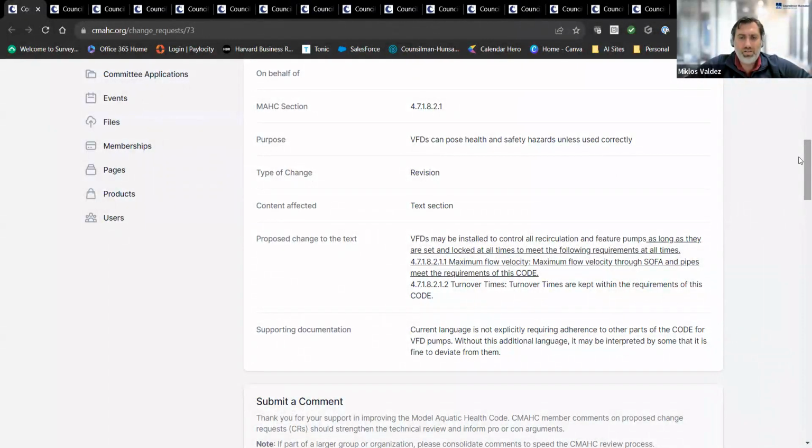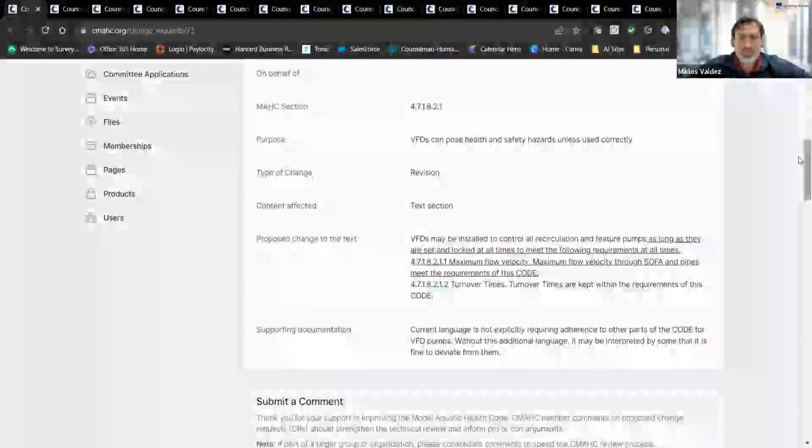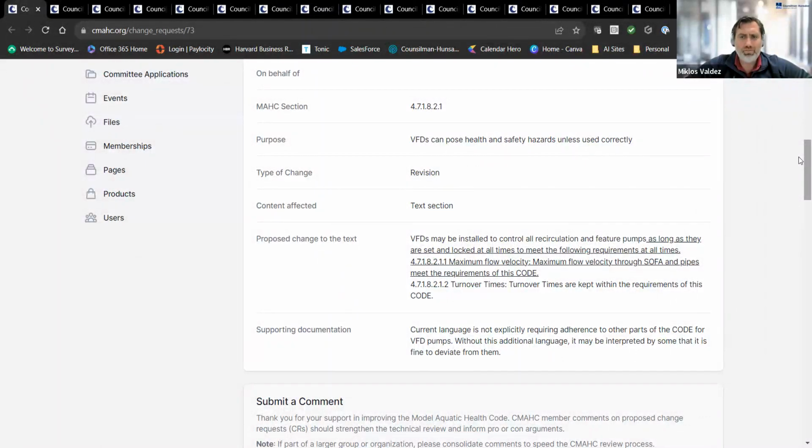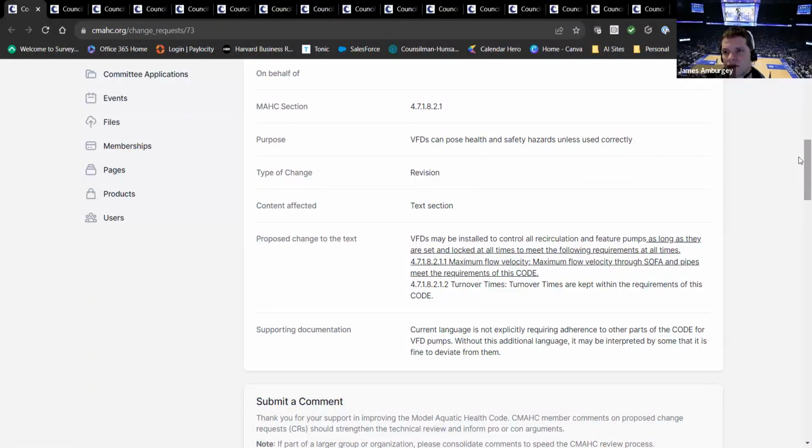So I don't know if that takes that into account or not. And I don't know enough about VFD programming to know whether these locks are possible while still being able to ramp up or ramp down due to flow. Yeah, it sounds like this one has some holes in it. It's not ready for prime time, so I wouldn't support this. Does anybody think this is something we need?